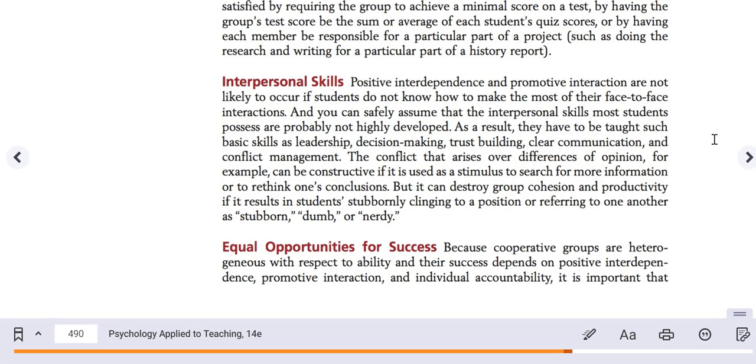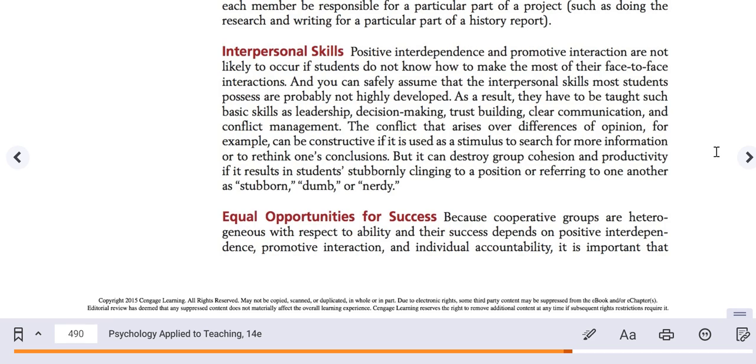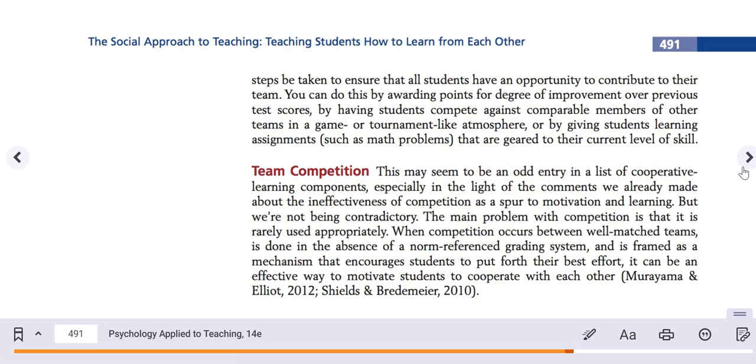Equal opportunities for success. Because cooperative groups are heterogeneous with respect to ability and their success depends on positive interdependence, promotive interaction, and individual accountability, it is important that steps be taken to ensure that all students have an opportunity to contribute to their team.